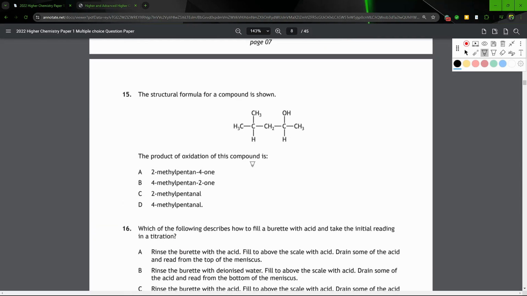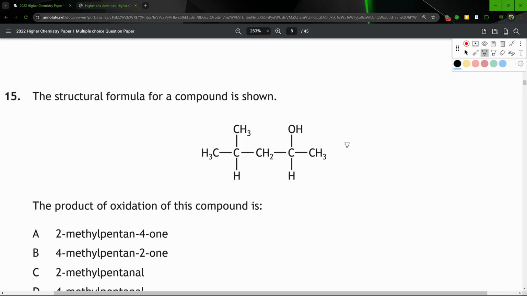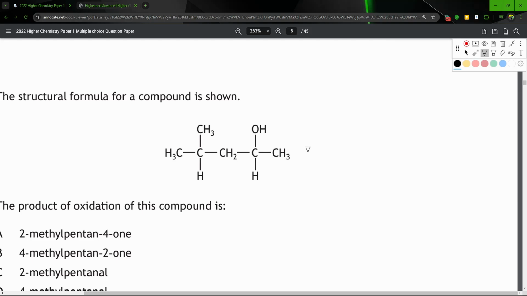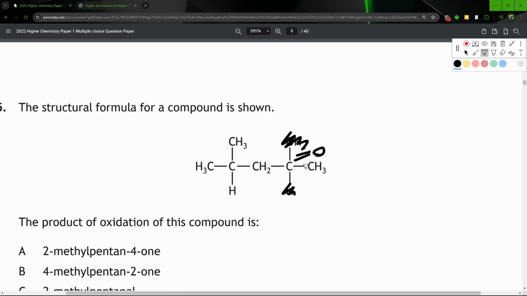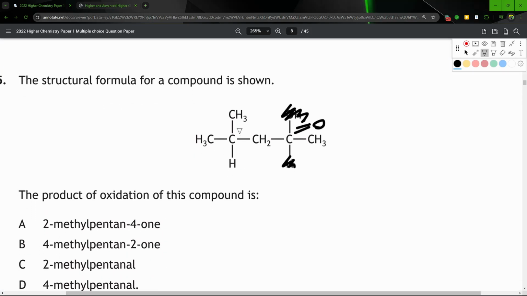The structural formula for a compound is shown. The product of oxidation of this compound is what? So if we're going to oxidize this, what will happen is, I'm going to draw it out actually. We'll replace this OH and this hydrogen with a double bonded O instead. So the product of oxidation, well, we can actually have a look at it. It would have to be 1, 2, 3, 4, 5.